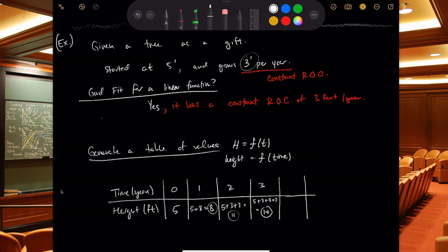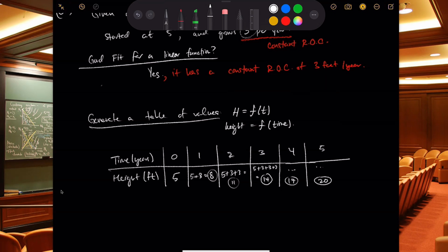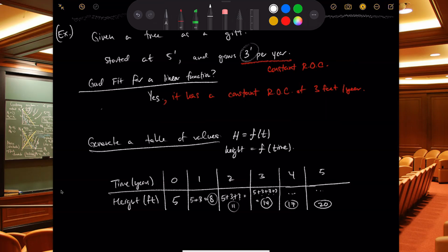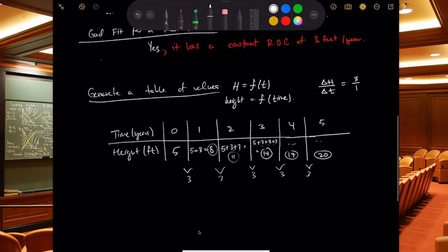You might be able to see the pattern here. This should be 17. This should be 20. So this is a constant rate of change. We're adding on 3 each time we go up by 1. Right, so that tells us our delta H over delta T is 3 over 1. And we're seeing that. The change between each of these is 3. So it's a good fit for a linear function.